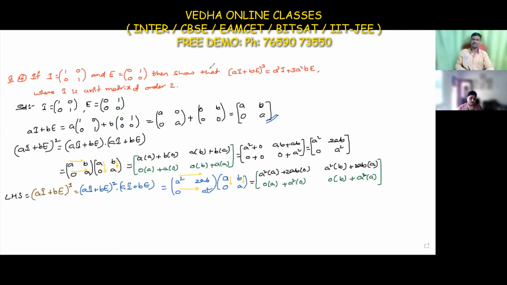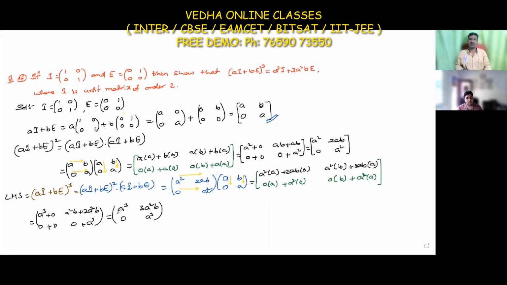Now this is equal to a square into a, that is a power 3, plus 0. Then a square b plus 2 into a square b. So the first one is 0, the second is 0, and a square into a is a cube. So finally we are getting a cube and a square b plus 2a square b, which is 3a square b. This is 0, and a cube plus 0 is a cube. So this is the LHS part.